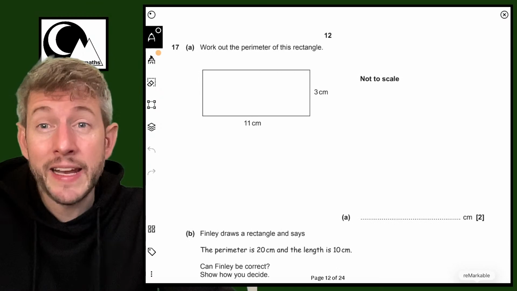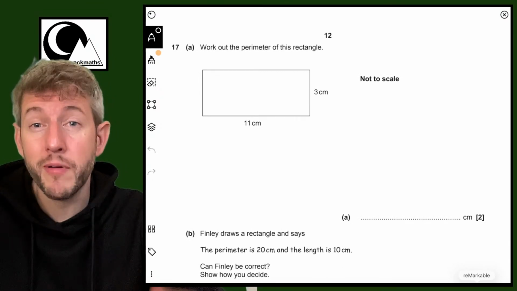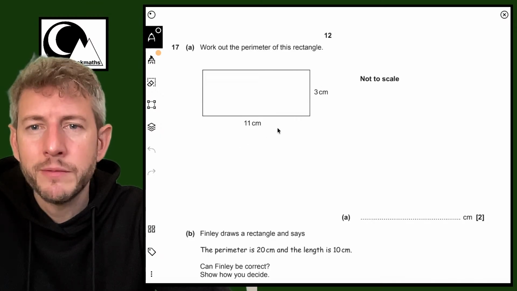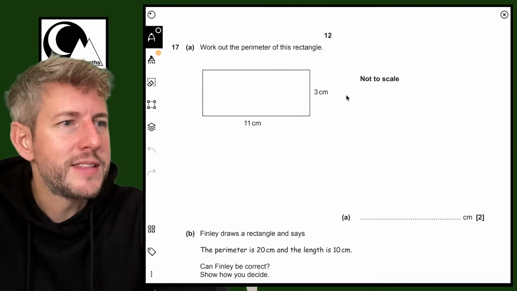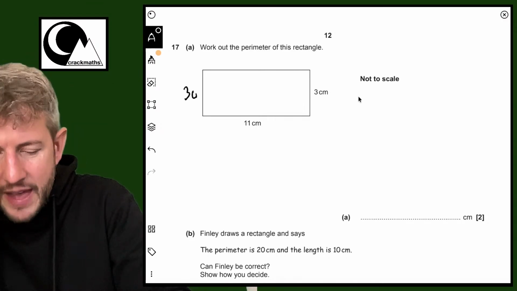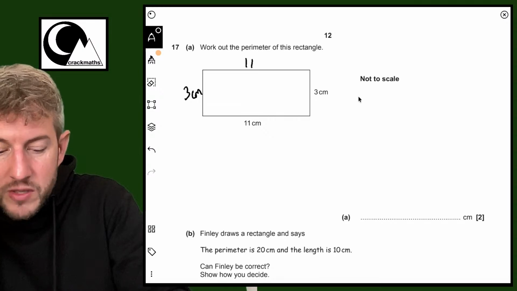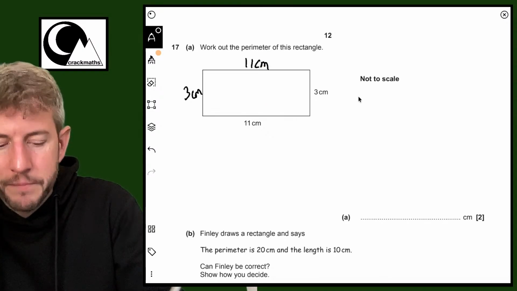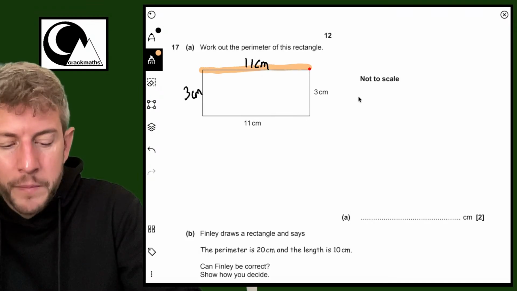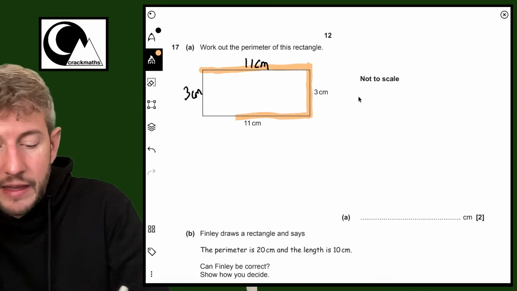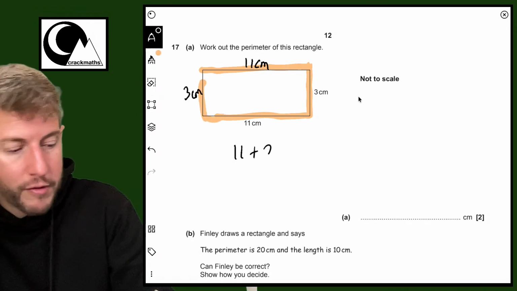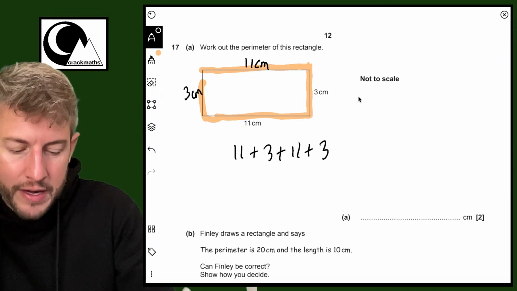Right, let's have a look at the next one. Question 17a says, work out the perimeter of this rectangle. So what we've got here is 3 and 11, and the perimeter is the distance around the outside. So what I need to do is add the extra dimensions on. Because it's a rectangle, opposite sides are the same. So the perimeter is this 11, add this 3, add this 11, add this 3.